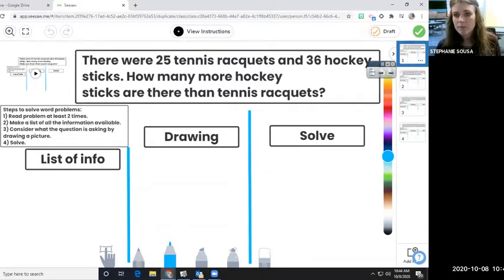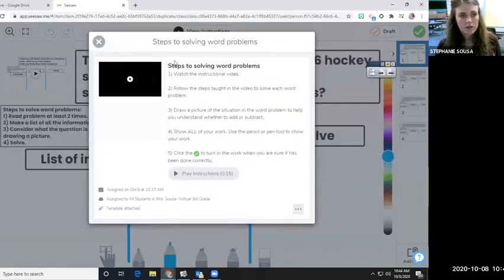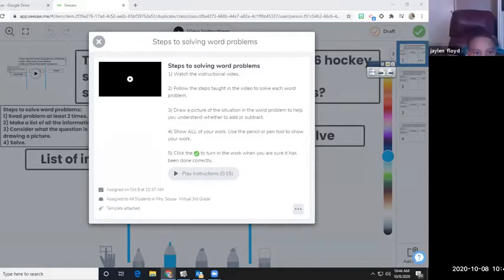So you're going to open up Seesaw while leaving Zoom open as well. And it is again called Steps to Solving Word Problems. Go ahead and open that assignment. And you're going to stay with us today. You are not going to work ahead because you have not yet seen my expectations for this assignment. So you will stay with us. You will not work ahead. All right.